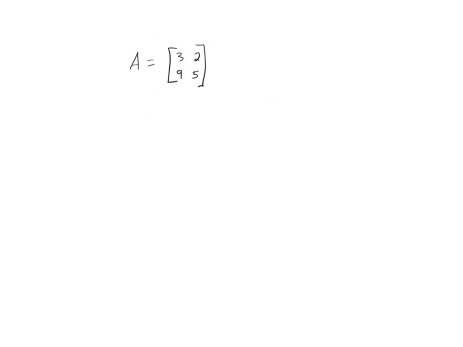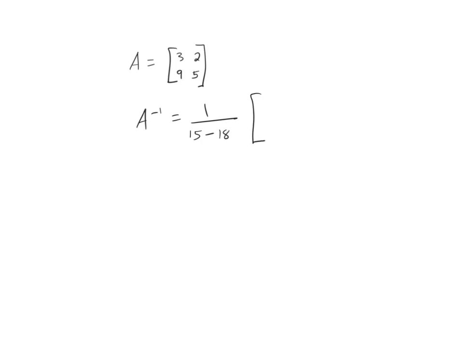Here's another example. I'd like you to stop the video and try and work it out yourself and then come back. Okay, for the inverse, I'm going to do 1 over the downs minus the ups. The downs are 3 times 5, that's 15, minus the ups, 9 times 2, which is 18.